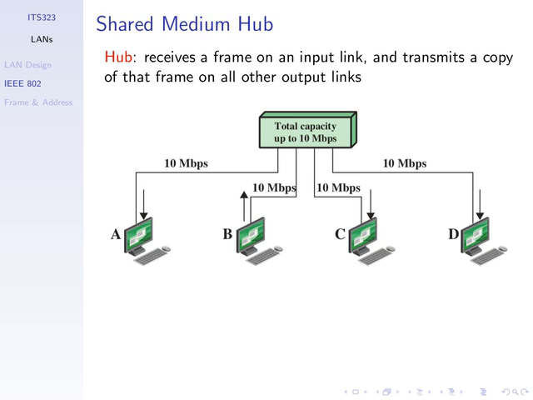As a result, if B is sending data to C, C will receive a copy of that frame. The frame will have a header saying the destination is C, so C will receive a copy and process that data. But A and D will also receive a copy, but they will notice that the header says C, and they'll ignore the data, ignore that frame.